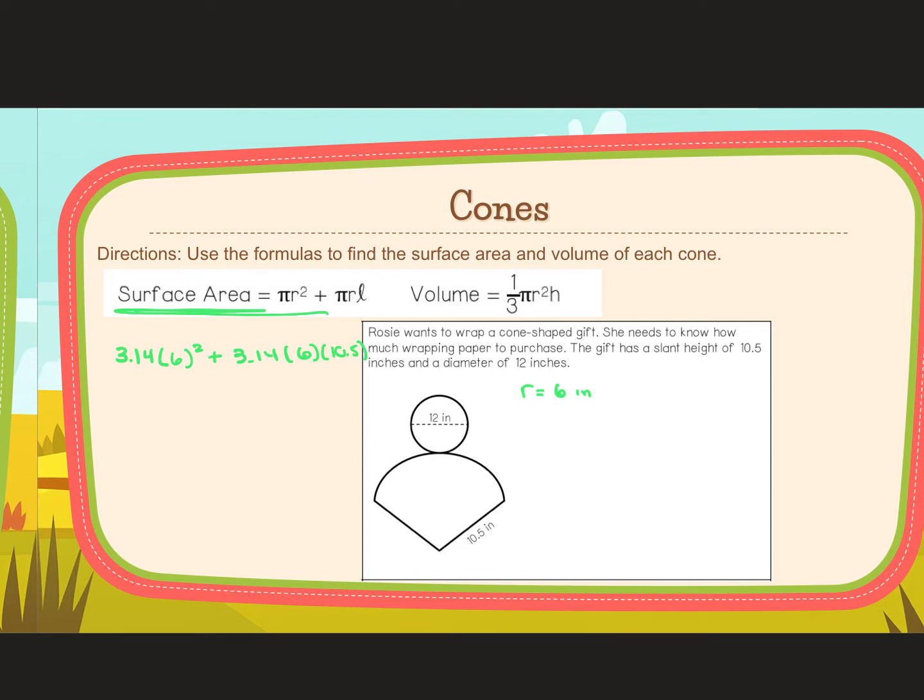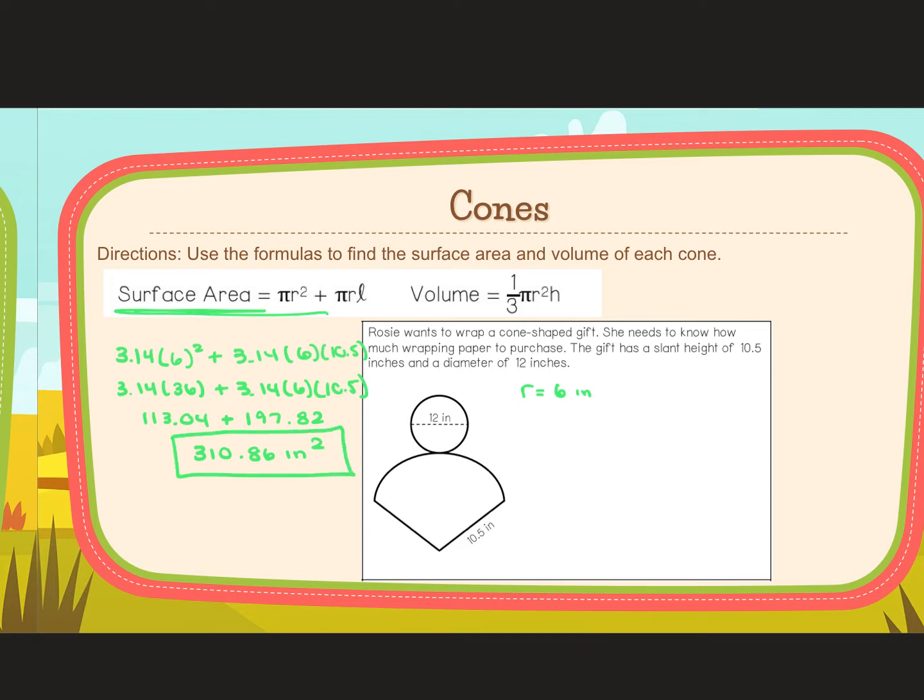All right, simplifying that down, 6 squared is going to be 36 plus 3.14 times 6 times 10.5. All right, continuing from there, breaking that down, 3.14 times 36 gives us 113.04, plus 197.82. Add those together, we get 310.86 inches squared.